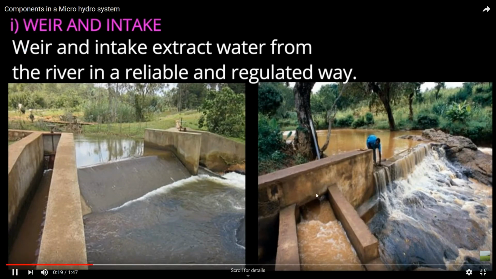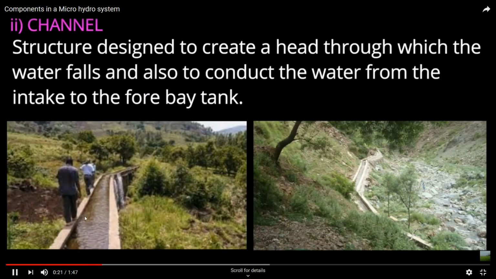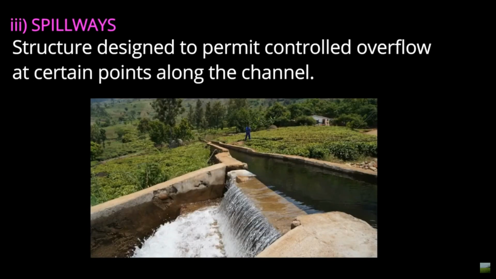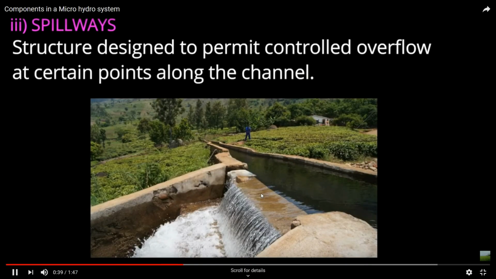So this is a channel going down, and here is the spillway. The example here is a spillway, so it permits the control of overflow at a certain point along the channel.